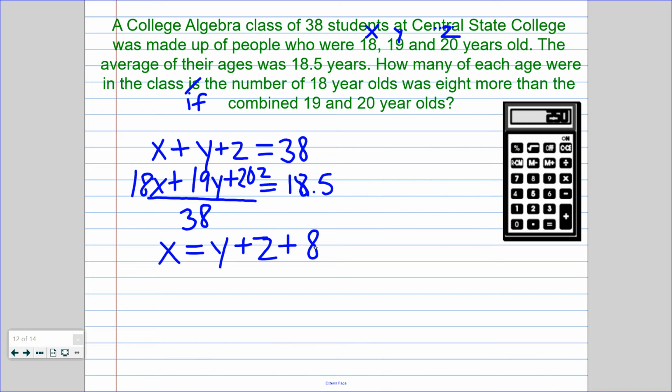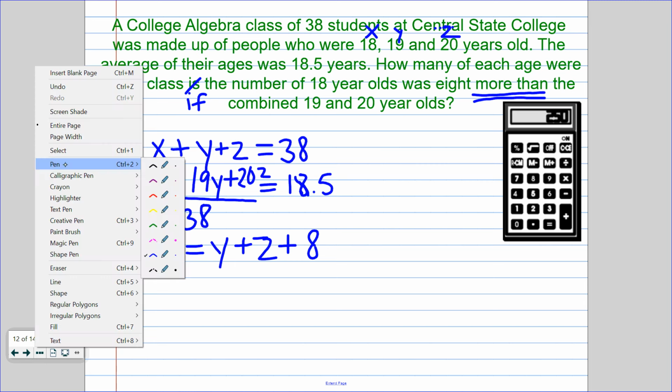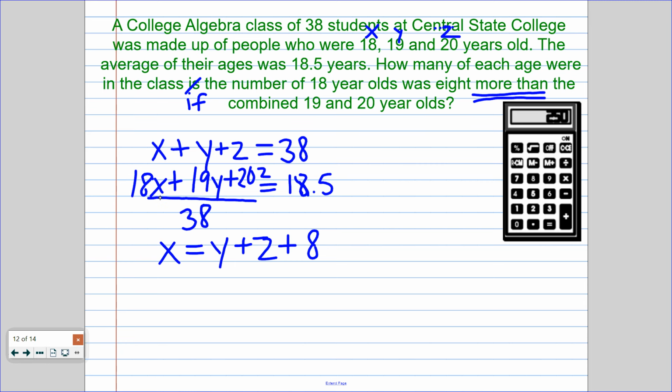Whenever you see more than and less than, these are tricky. Some people will want to, when they set up this equation, say X plus 8 equals Y plus Z, but that means the opposite of what we're actually seeing in this statement. We want the 18-year-olds to be more than the 19 and 20-year-olds, so the 8 gets added on to the 19 and 20-year-olds. All right, now solving this system, the first equation looks good.